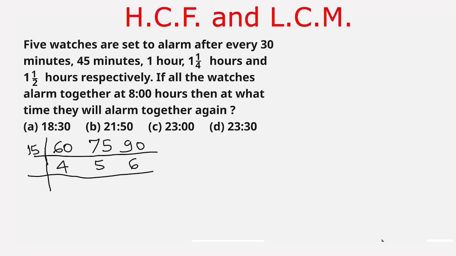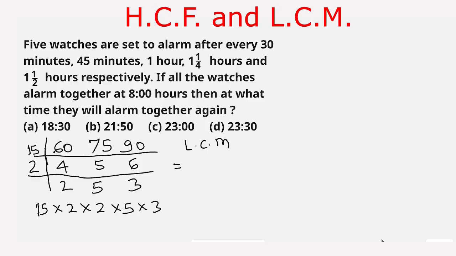Two numbers, 4 and 6, are still divisible by 2. So we divide it by 2. 2 divides 4 for 2 times. We write 5 as it is. 2 divides 6 for 3 times. Now our LCM is 15 multiplied by 2 multiplied by 2 multiplied by 5 multiplied by 3. We multiply all these numbers to find our LCM. 15 times 2 is 30. 30 times 2 is 60. 60 times 5 is 300. 300 times 3 is 900. So our LCM is 900 minutes.